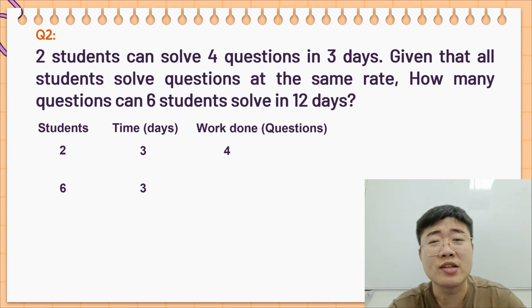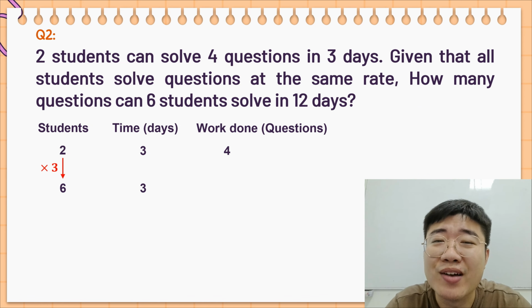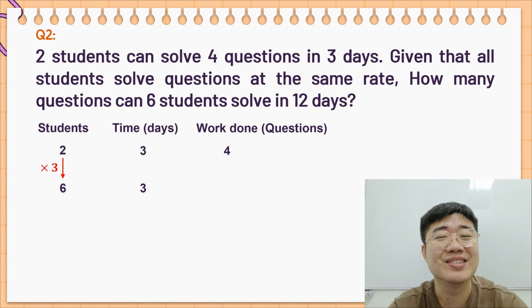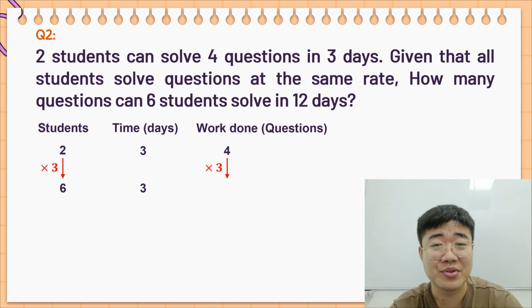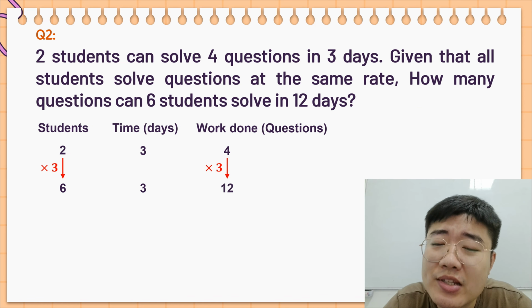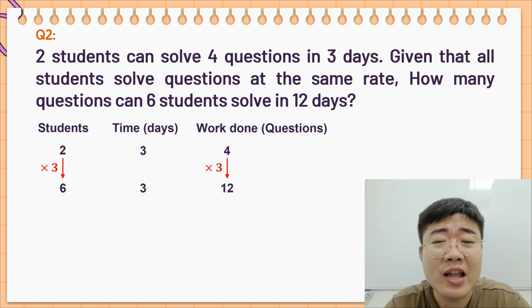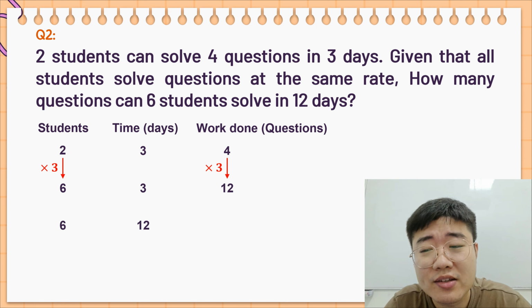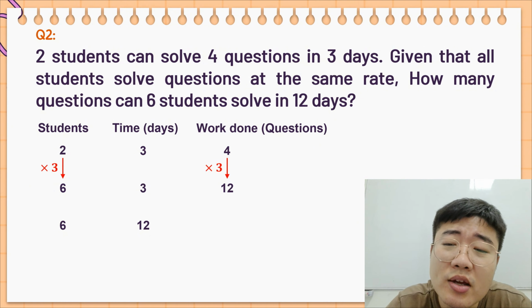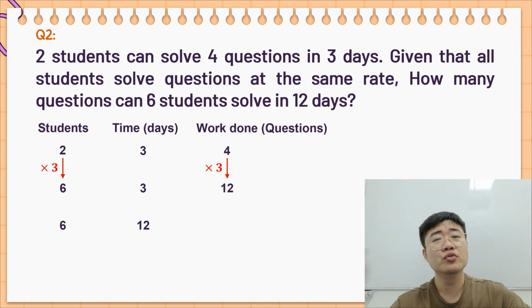So the number of workers is 3 times before. Now, of course, the number of questions done is also 3 times before. So times 3. Now they can finish 12 questions. So let's check. Now they want it to be 12 days. Let's change it from 6 workers, 3 days into 6 workers, 12 days.